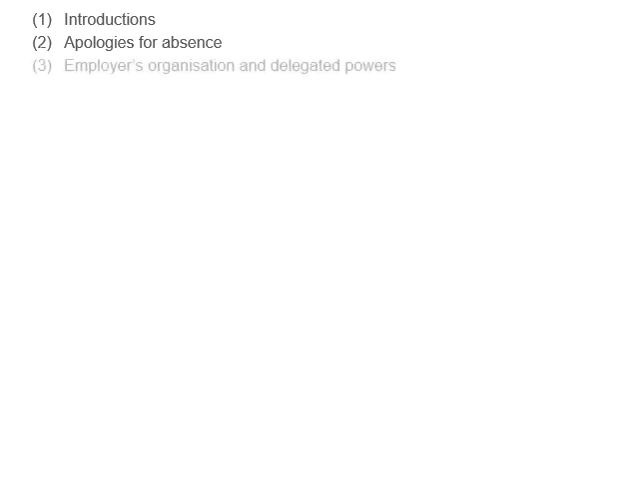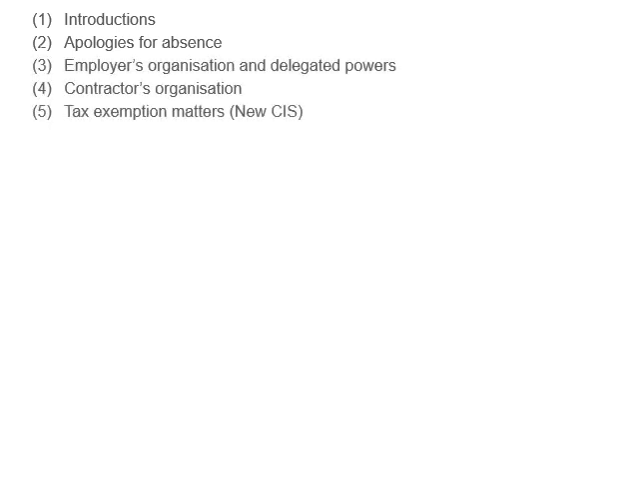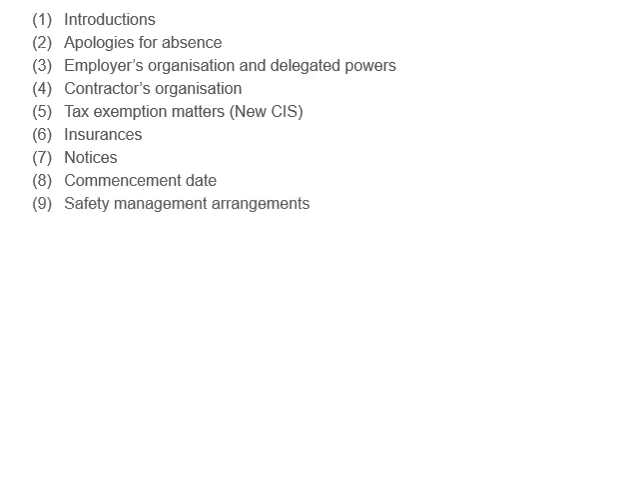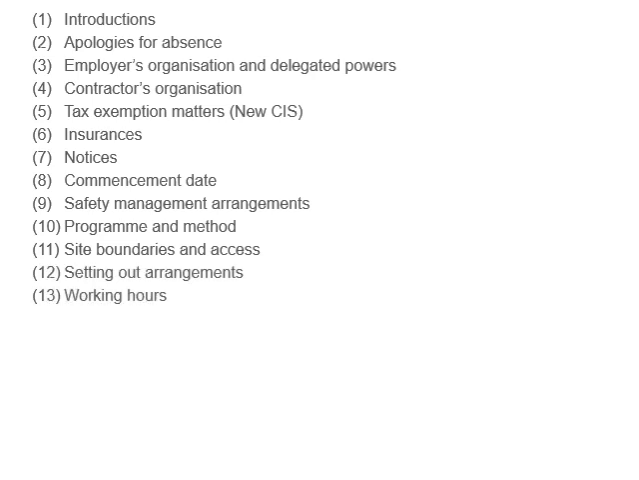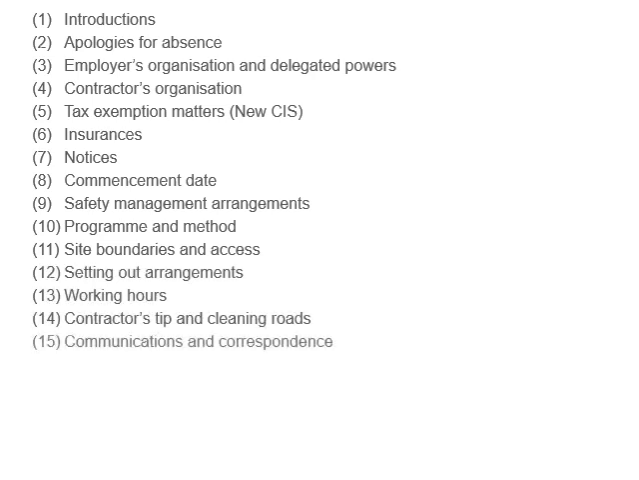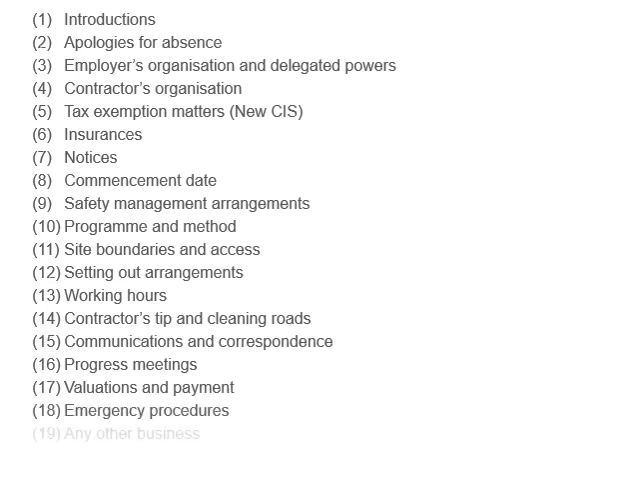Okay, cool. Guys, I just retyped the following slide to have it nice and neat, but then that list that's on page 278, you guys can go through. This is typical of the items that one would encounter on a project like this: tax exemptions, insurances, notices, commencements, safety management arrangements, programs and methods, site boundaries and access, setting out arrangements, working hours, contracts, tip and cleaning roads, communication and correspondence, progress meetings, valuations and payments, emergency procedures, and any other business, date of the next meeting. Okay, so basic administrative stuff.